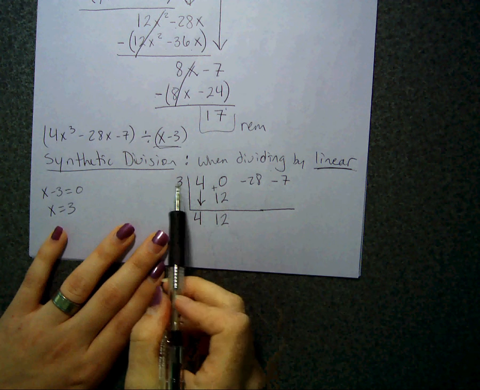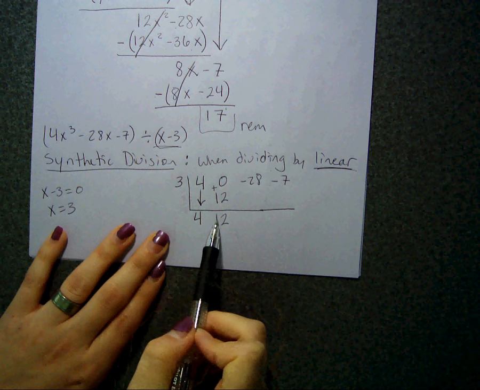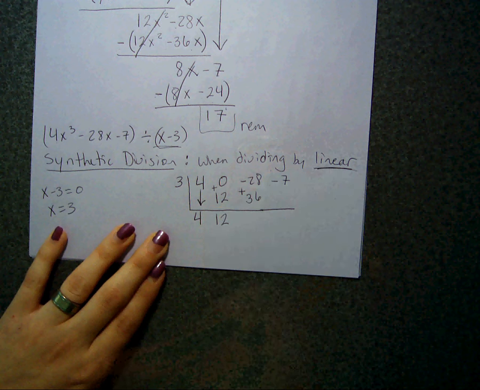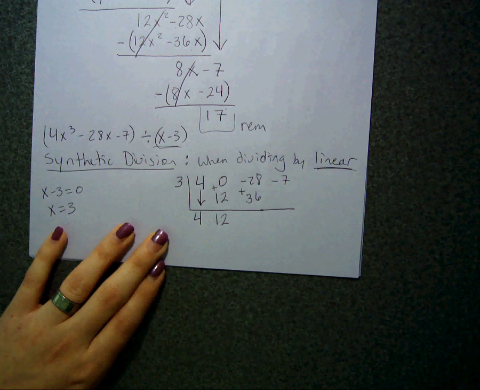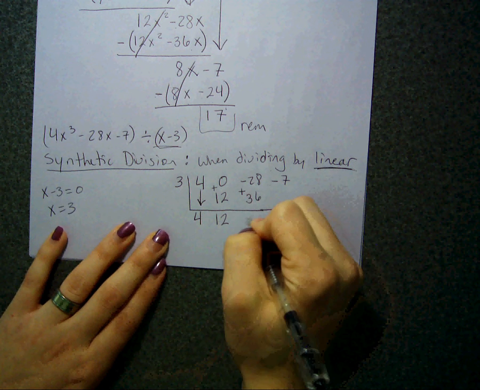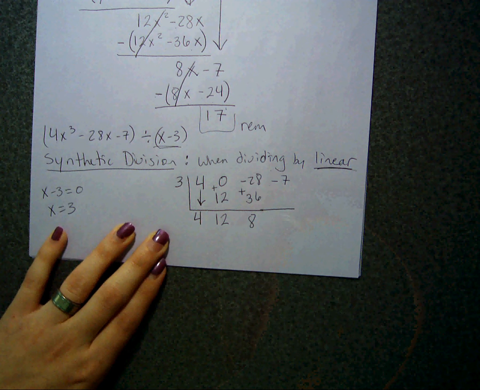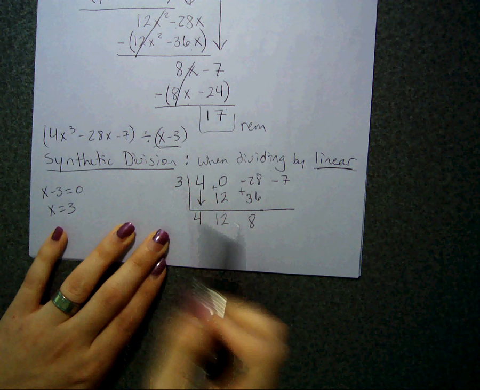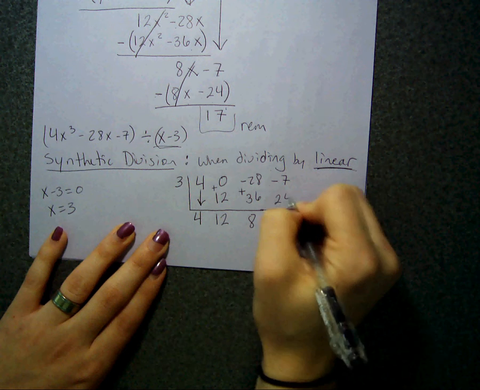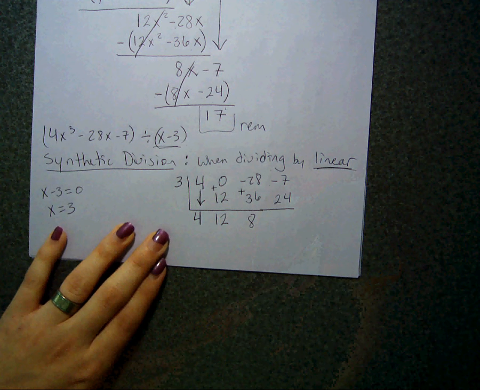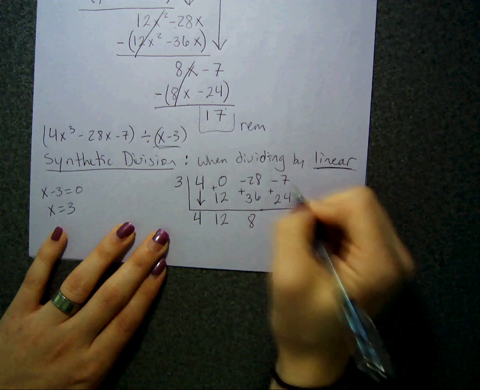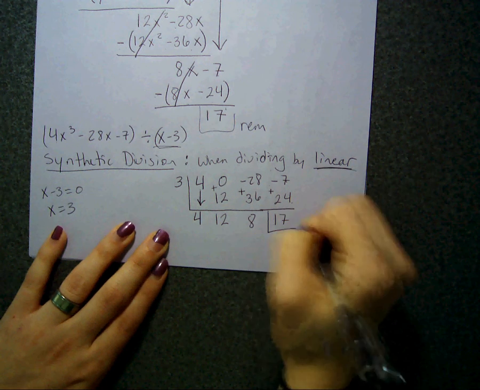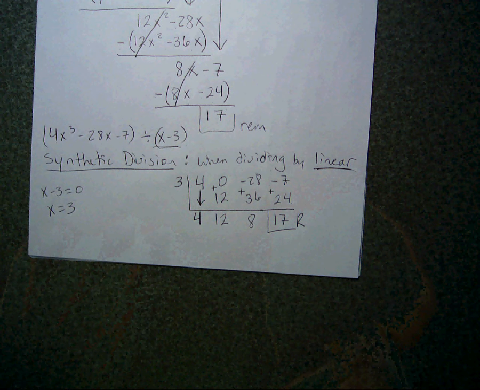I'm going to multiply. 3 times 12 gives me 36. And I'm going to add these two numbers together. Negative 28 plus 36 gives me positive 8. Bring it down. And I'm going to multiply it times the number on the outside. 3 times 8 gives me 24. Add these two numbers. Negative 7 plus 24 gives me 17. This last number that I get is my remainder every single time.